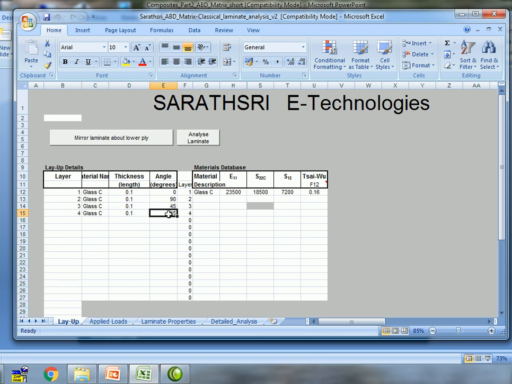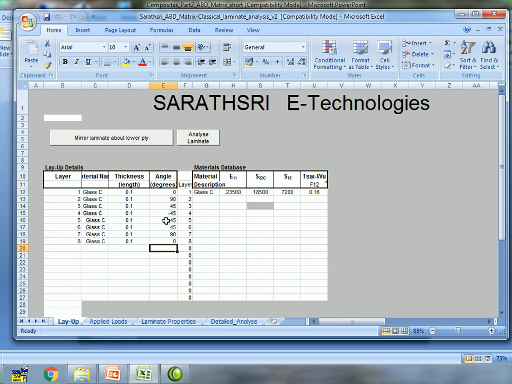This is minus 45. So we take 4 layers of 0, 90, plus 45, minus 45. Mirror this about the middle layer, and we get almost exactly the symmetry of the above 4 layers, 4 plies. So this forms a symmetric laminate. As per our discussion, a symmetric laminate makes the B matrix 0.